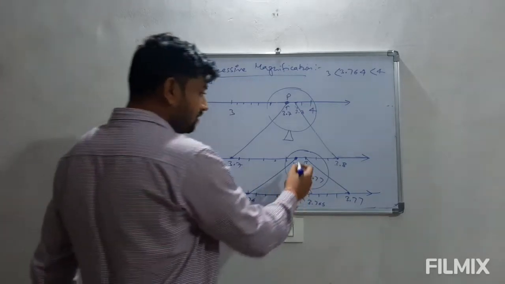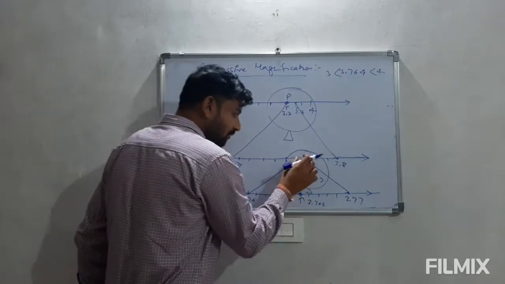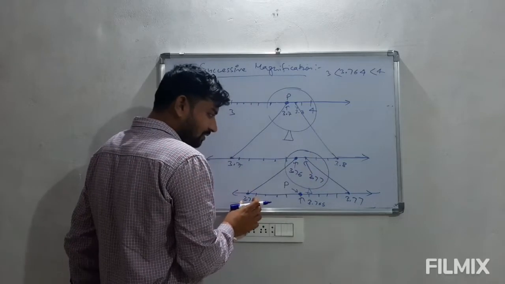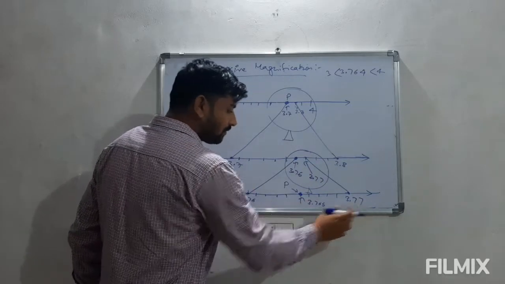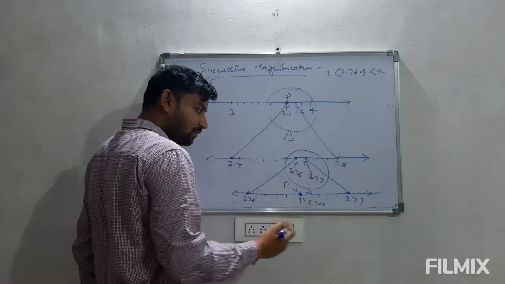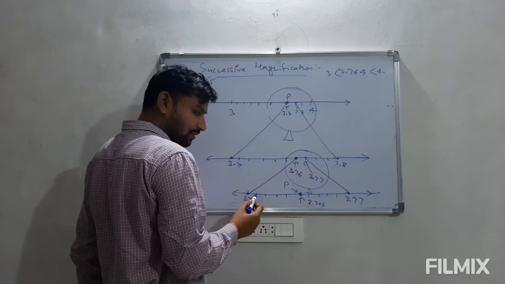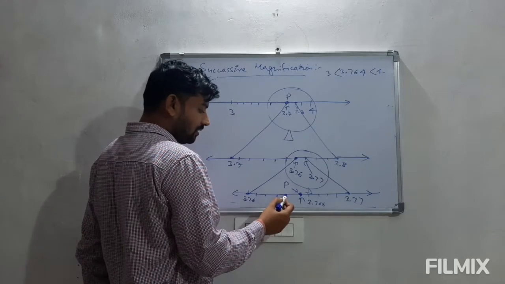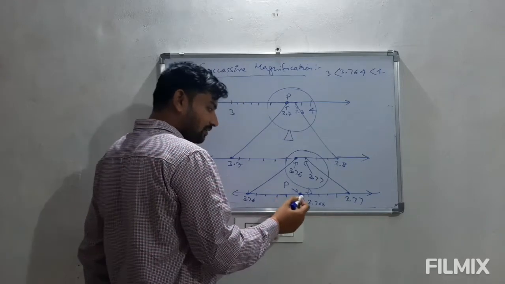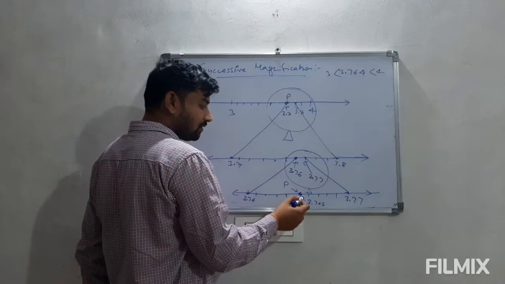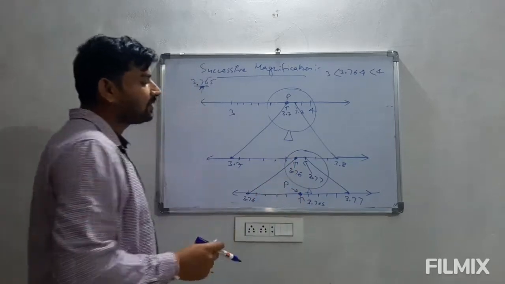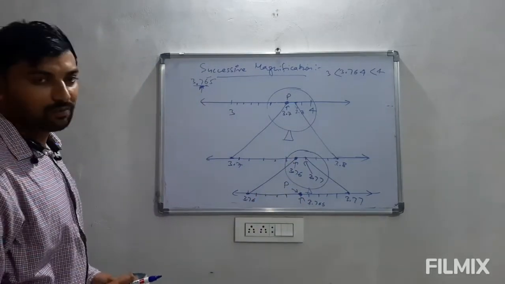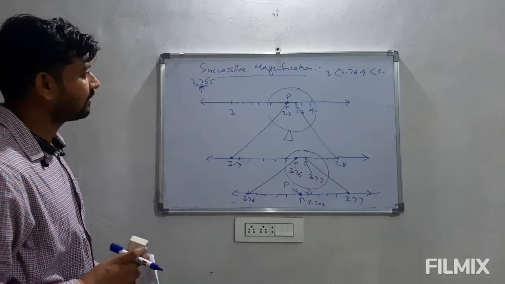Now again I used a magnifier. So we have to magnify this distance 3.76 to 3.77. If we divide it into 10 equal parts, again we have 3.761, 3.762, 3.763, 3.764, and 3.765. So this is the required number. This is how we go for successive magnification method.